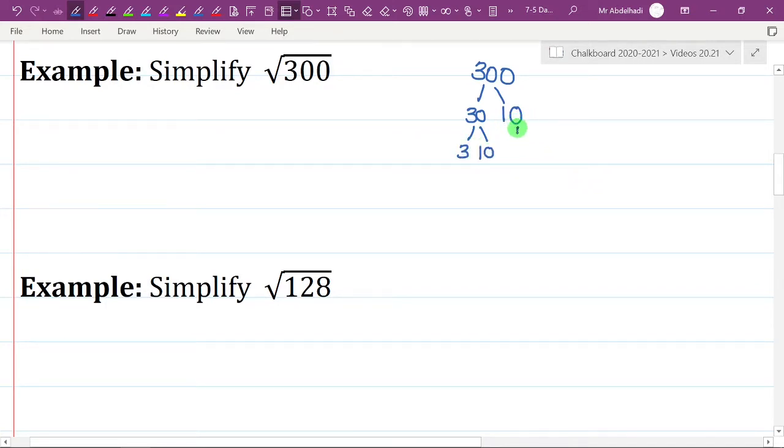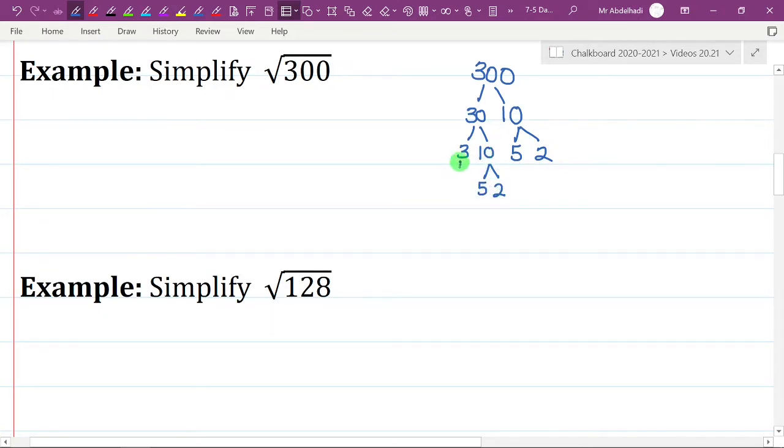And how about the 10? Can you break down the 10? Well, 5 times 2. Okay. Are these all prime numbers? Well, 3 is a prime number. You cannot factor it. There's no other factors other than 1 and 3 that give you 3. 5 is a prime number. 2 is a prime number, but 10 is not. So 10 still needs to be broken down, and 10 is 5 times 2.